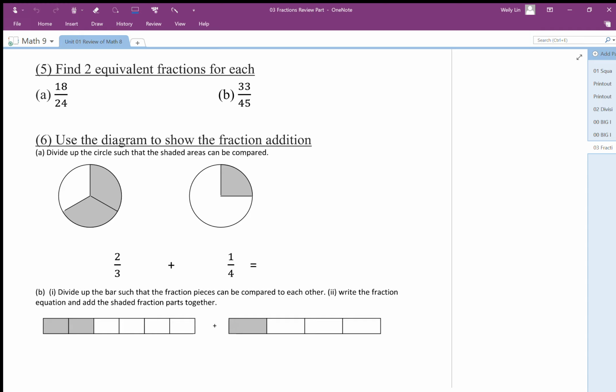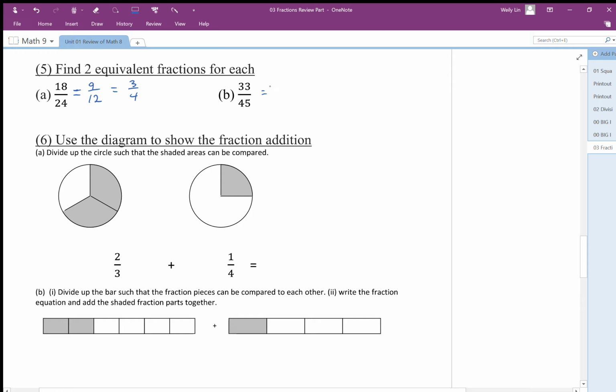To find the equivalent fractions, again, we're just going to multiply or divide by some same factor in the numerator and denominator. So in this case, I'm just going to divide. I'm going to divide by 2 and get 9 over 12. I can divide by 3 to get 3 over 4, and these are all equivalent fractions.